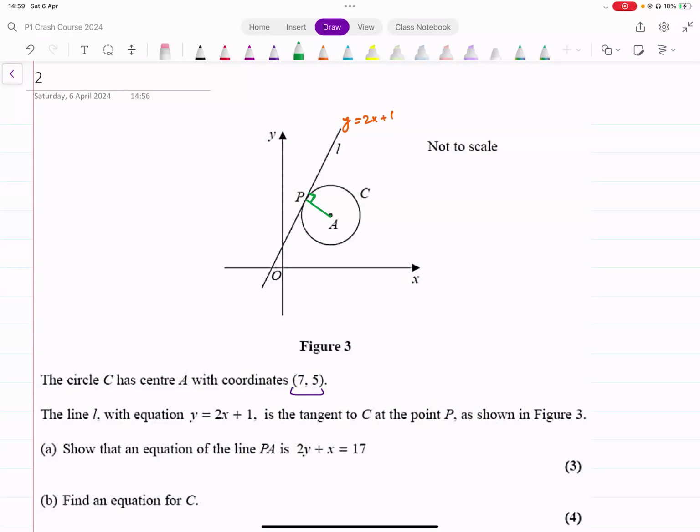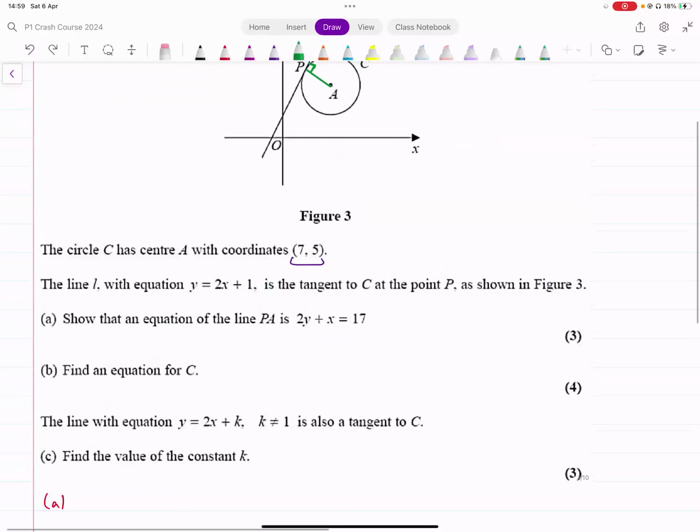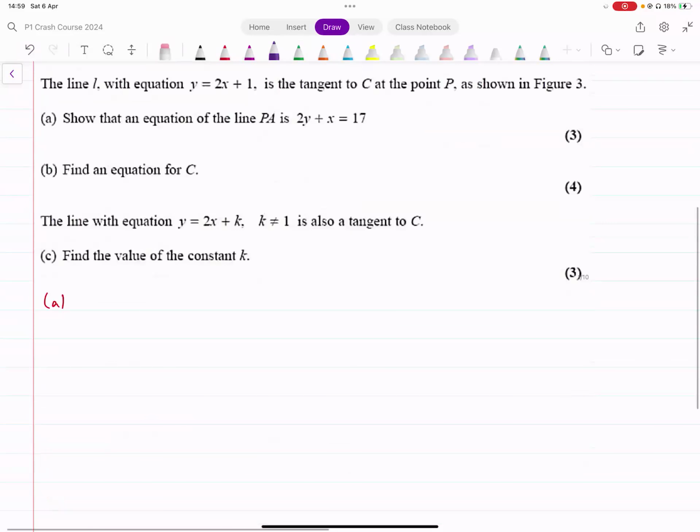So if you have to write down the equation of the line PA, you need two things. You need the gradient of the line PA and any one point on the line PA. Now, do you have a point on line PA? You know the point A. The point is 7, 5. So you can use that. So you have one point. Point A is 7 and 5.